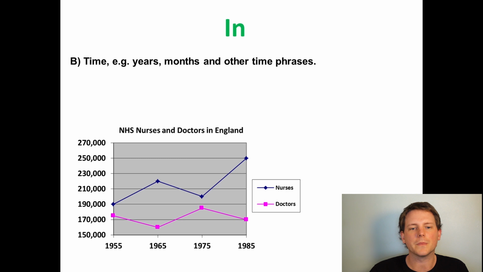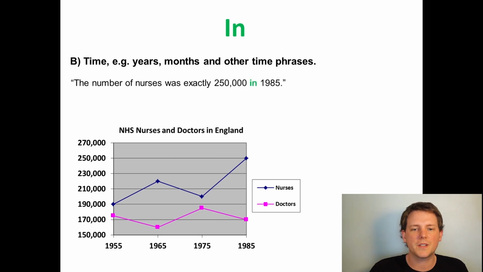Next we have time. Years, months, and other time phrases. The number of nurses was exactly 250,000 in 1985. So in 2010, in March, in August. Months and years.